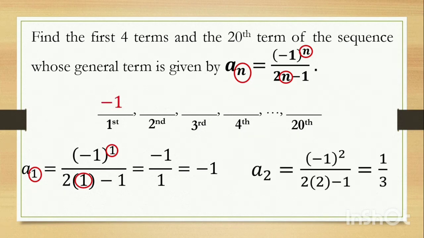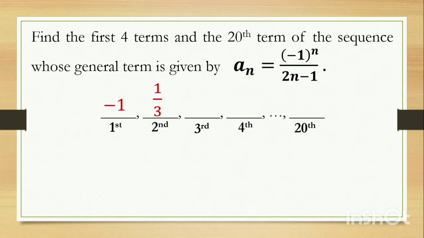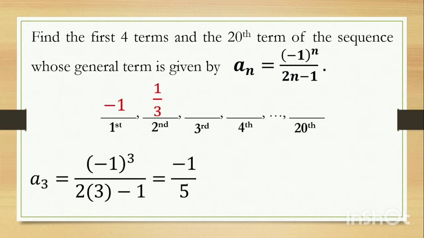For our second term, substitute 2 to all of our n. So, we now have 1/3. For our third term, we will substitute 3. So, we have negative 1 raised to 3. That makes it negative 1. And then 2 times 3 is 6. 6 minus 1, that is 5. So, we will now have negative 1/5.